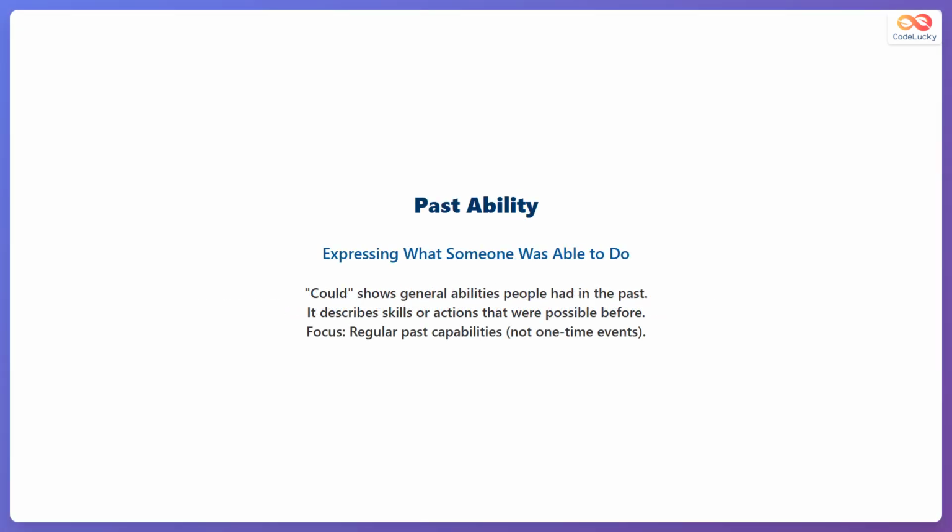Past ability means what someone was able to do before. Could expresses general abilities from the past. It describes skills or actions that were possible regularly. Use it for habits and capabilities, not one-time events. Could shows repeated past actions.